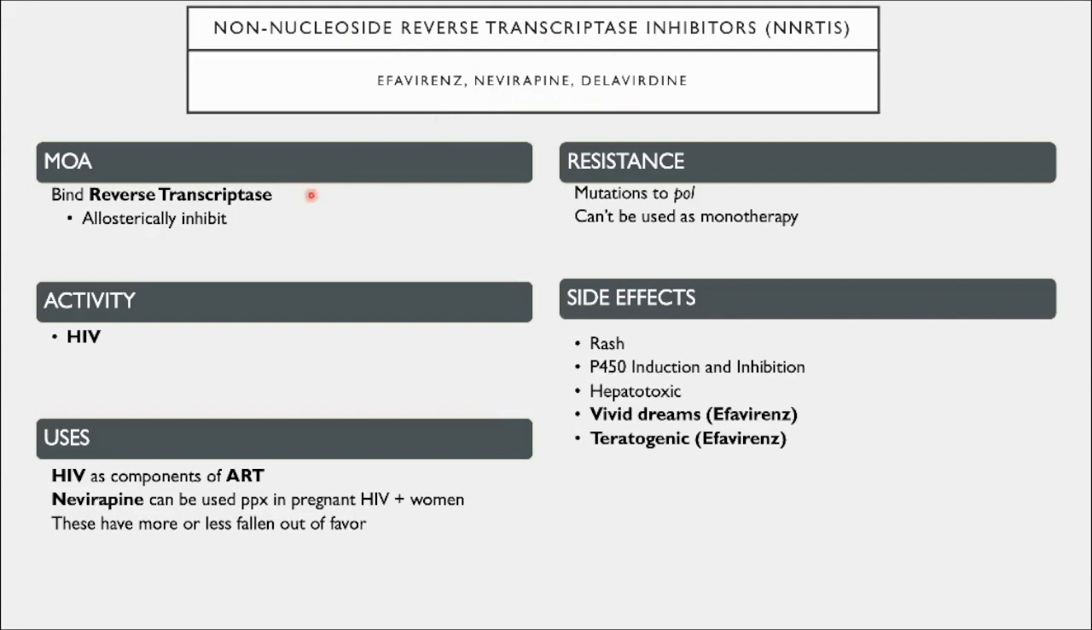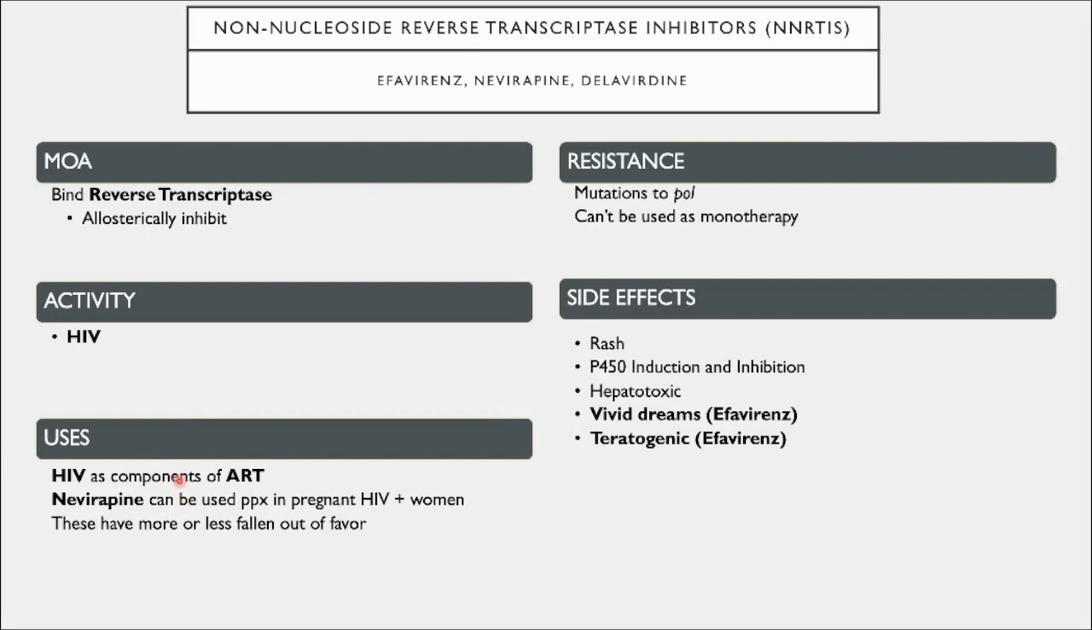But basically, these allosterically inhibit the reverse transcriptase itself. So they are functionally similar to foscarnet. And that's why they are non-nucleoside reverse transcriptase inhibitors, because they don't do what the NRTIs do. They do it in a different way, but they have the same effect. They block reverse transcriptase.